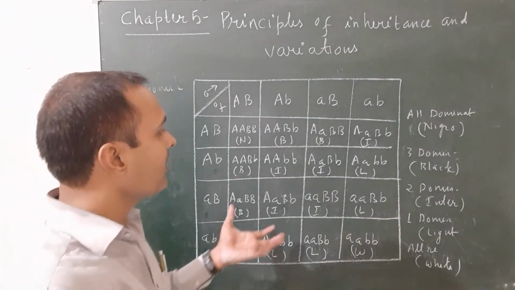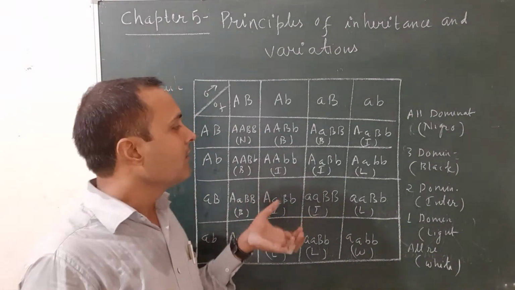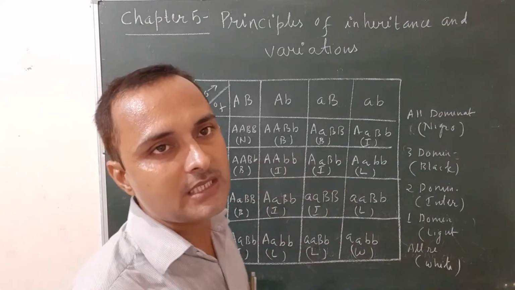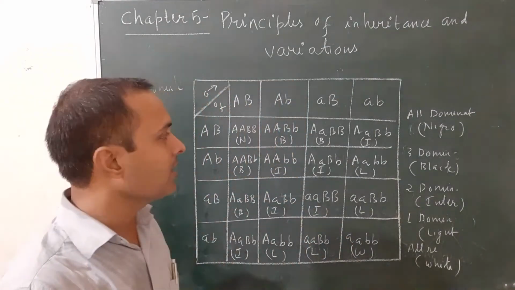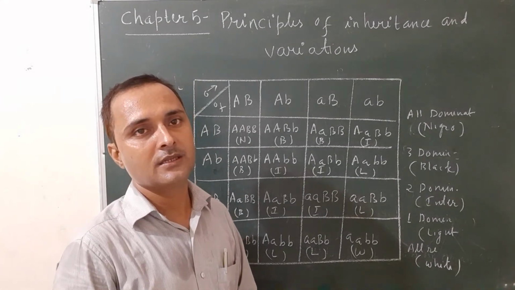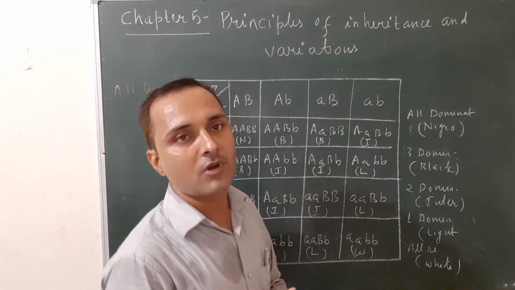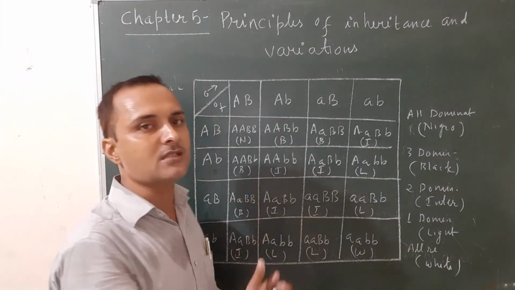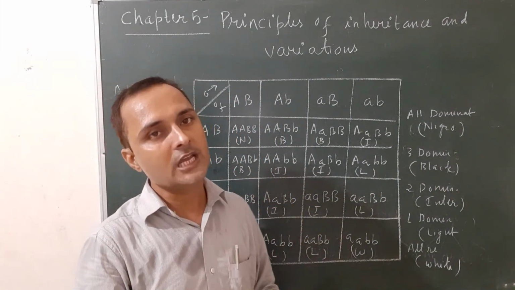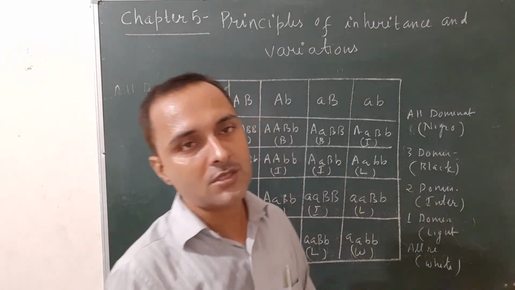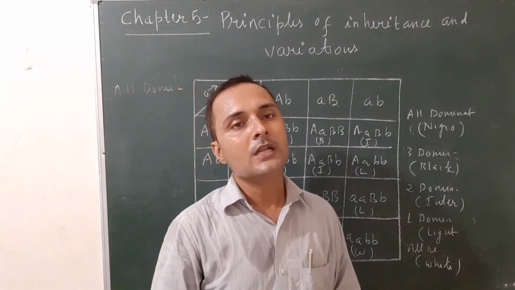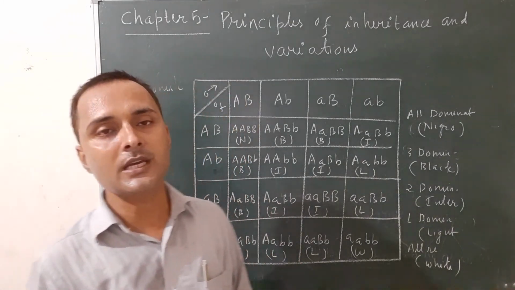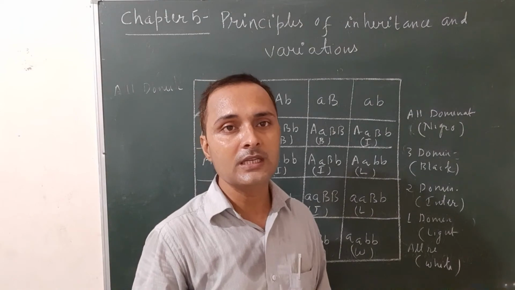So you can see out of 16 combinations, all the genes control the same trait, that is human skin color. So you can say human skin color is an example of polygenic inheritance. Once again, you have to recall what is polygenic inheritance: the phenomenon in which more than one gene controls the same phenotypic effect is known as polygenic inheritance. Example, human skin color.